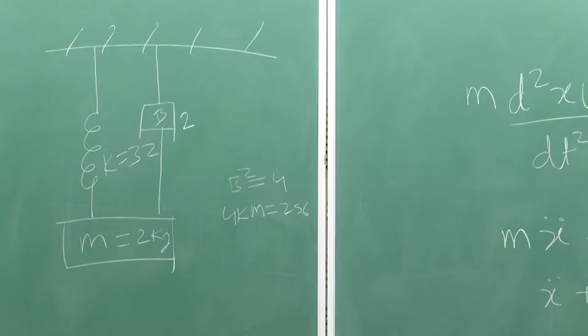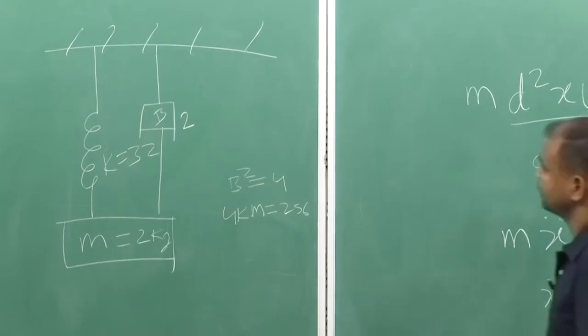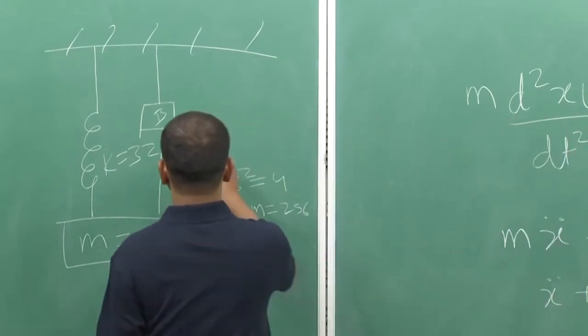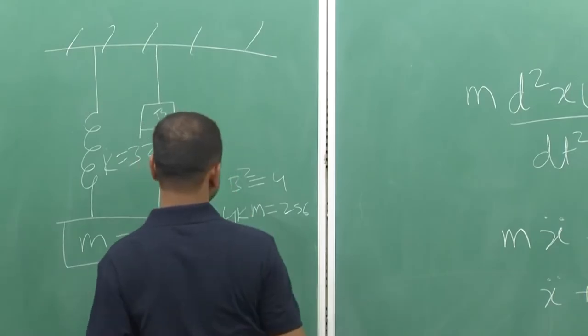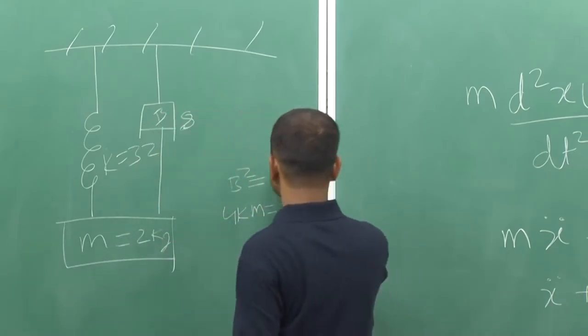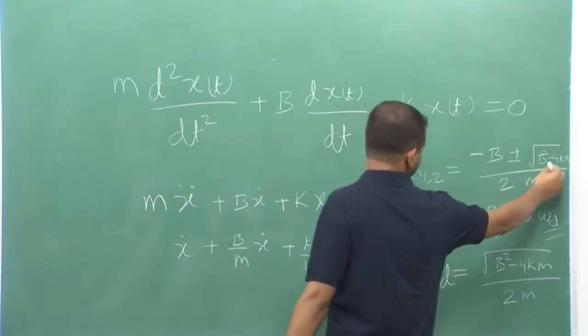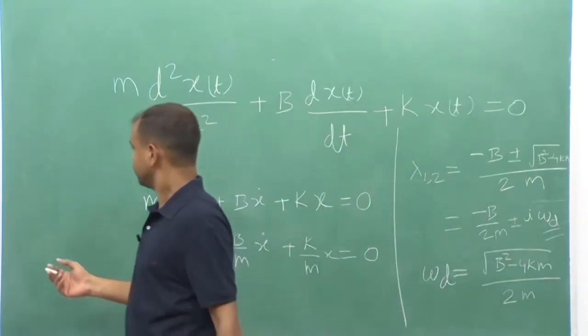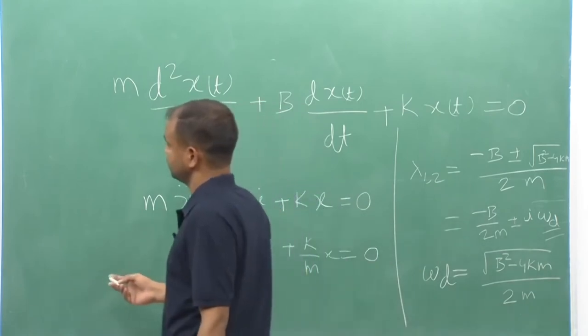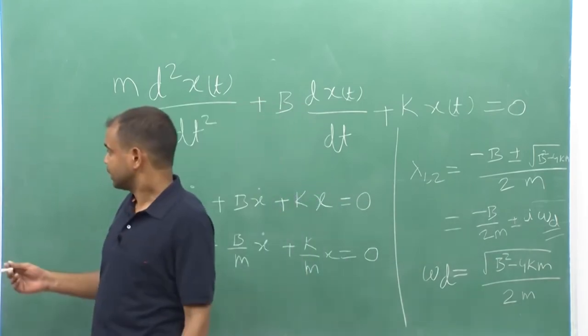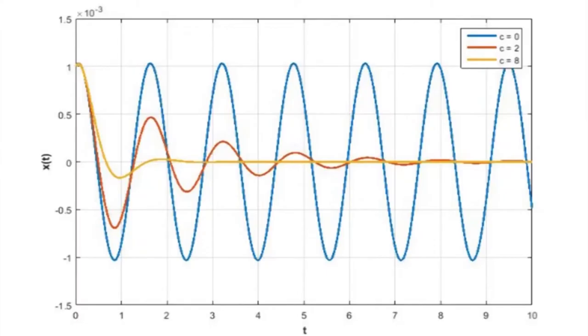Now, if I increase the value of this damping coefficient from 2 to 8, in this case b square will be 64. In this case also the term b square minus 4 k m will be negative, and the roots will be imaginary, and we will get underdamped motion. Here also you can see the damping is more, but it is still underdamped, and the curve is overshooting the mean position and again coming back to its mean position.